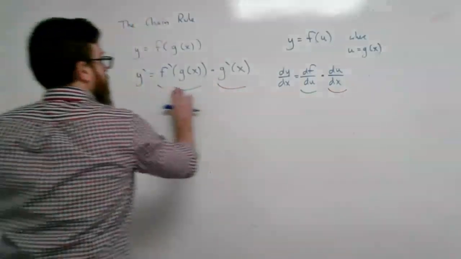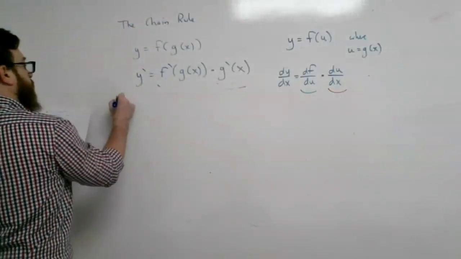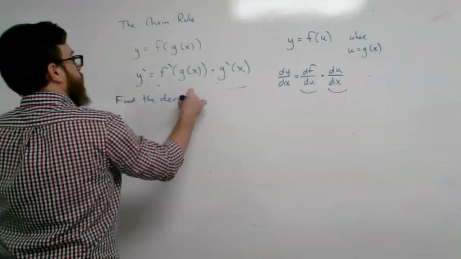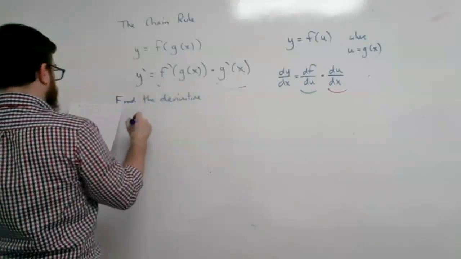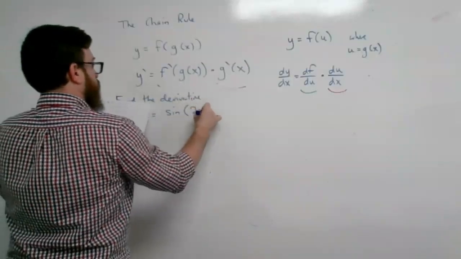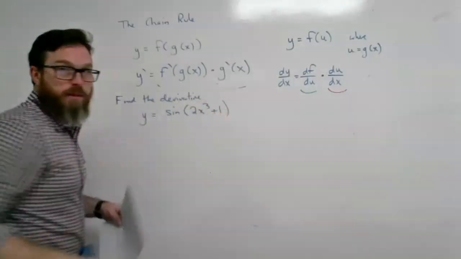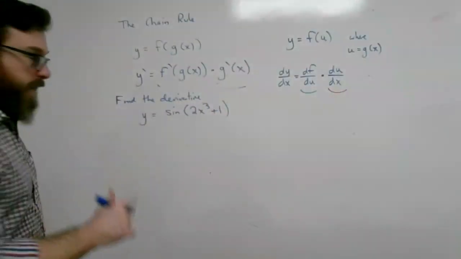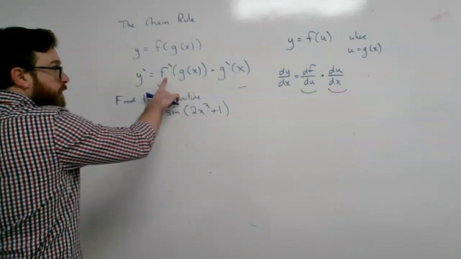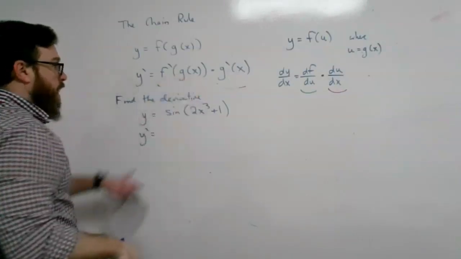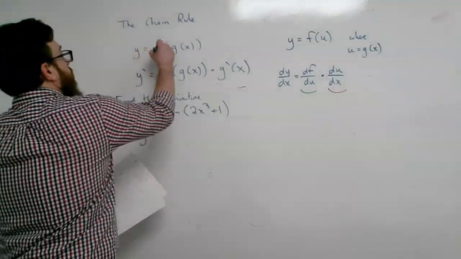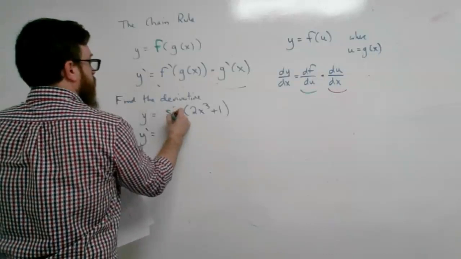So if I ask us to find the derivative, say y is equal to the sine of 2x cubed plus 1. So if I want to take its derivative, y prime, it says to take the derivative of the outside function, leave the inside alone. So the outer function, or f function, is going to be the sine.